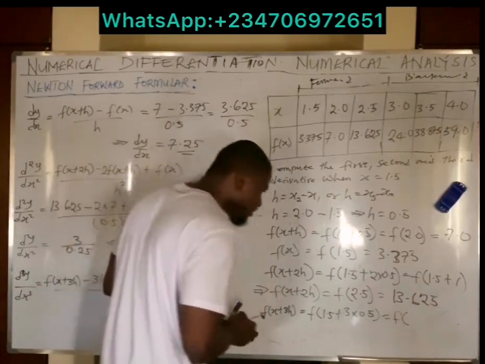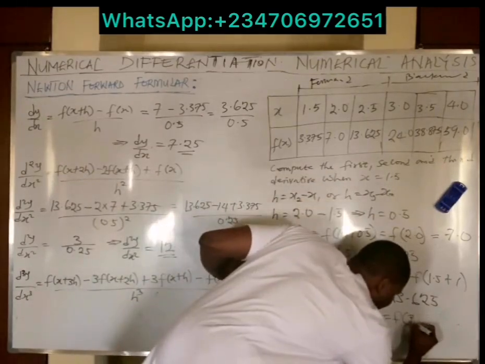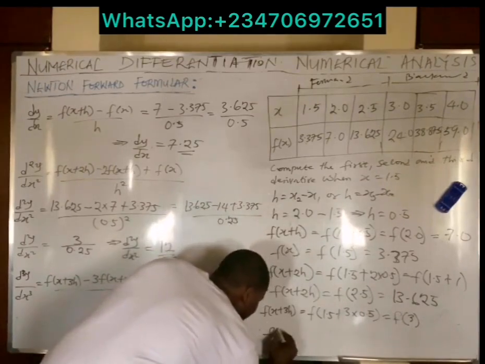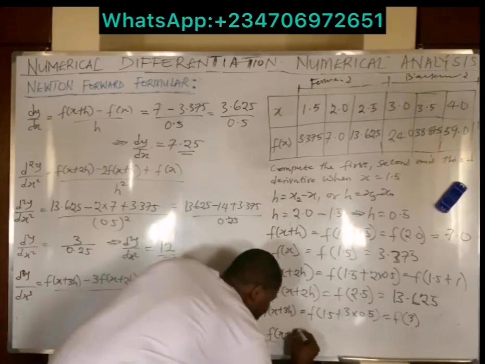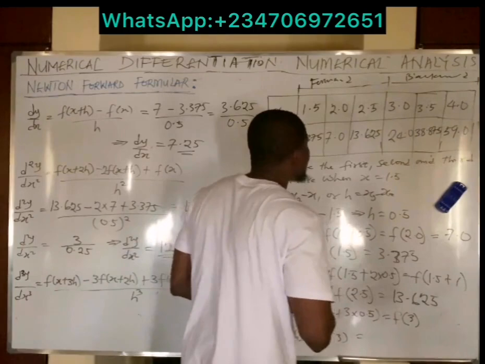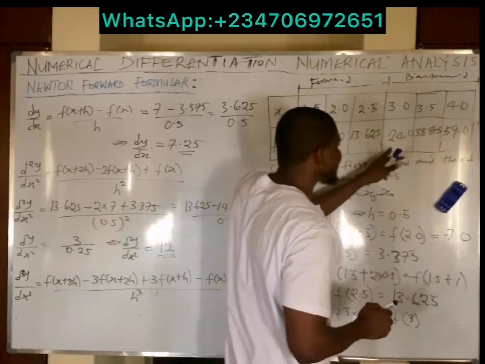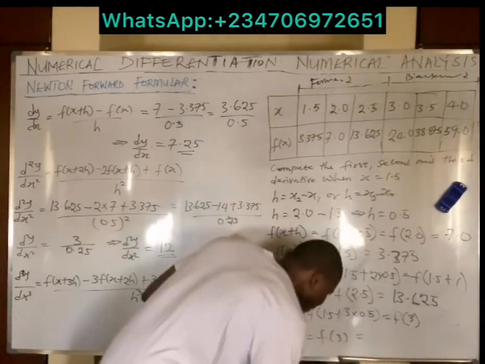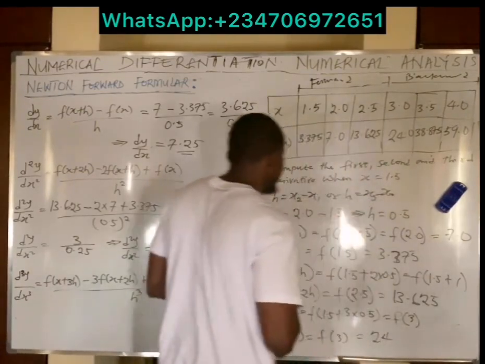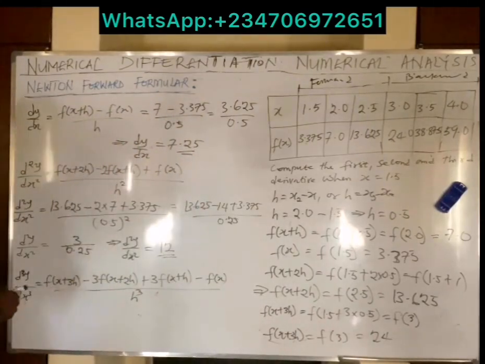So 3 times 0.5 is 1.5 plus 1.5, that gives us f of 3. So from the table, that means that f of x plus 3h, which is equal to f of 3, is going to be equal to... so f of 3, when x is 3, what is the value of f of x? The value here is 24.0. So which means f of 3 equals 24. All right, so you have this now. You can simply plug into the equation.